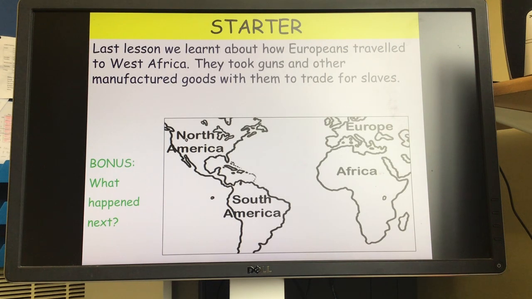So, last lesson we looked at this section here, if you see my cursor, where Europeans are travelling to this coast of Africa and taking guns and swords that they are producing in factories during their industrial revolutions to the African kings on this coastline here, who are using those guns and swords to actually fight and try and win land against other tribal leaders. Now, obviously, that's the first part of a triangle.